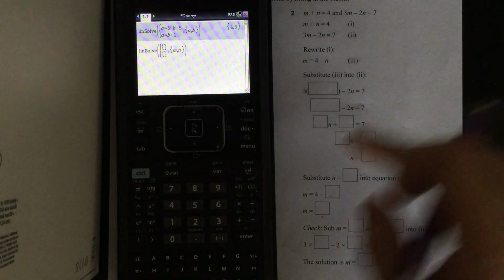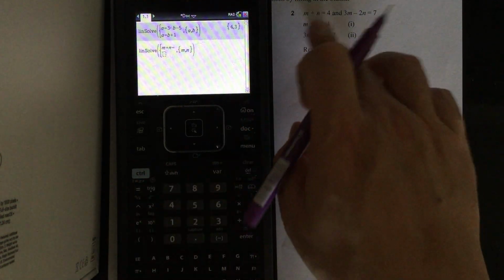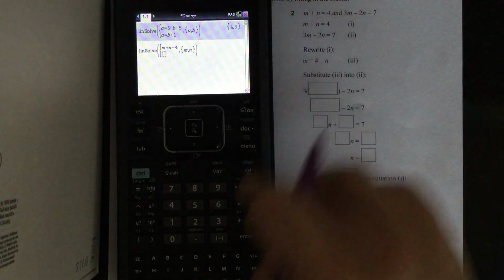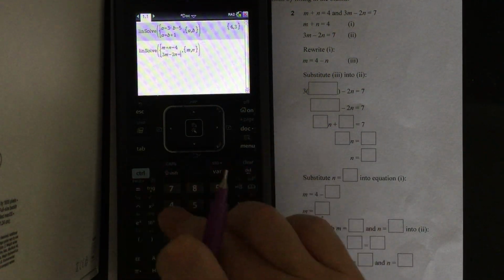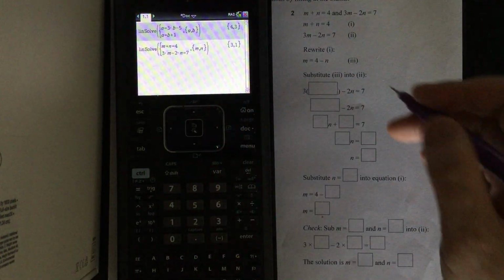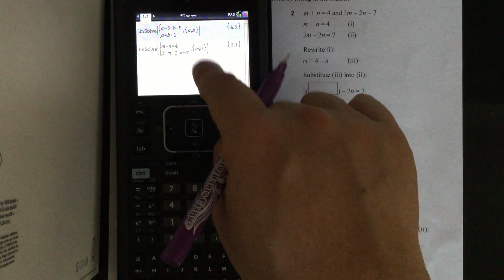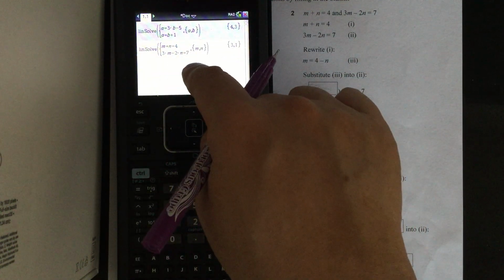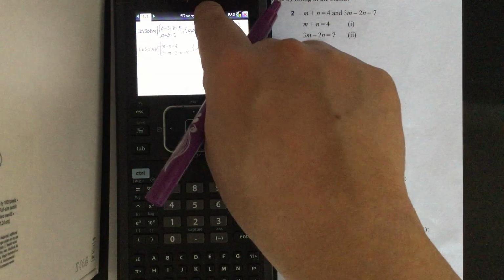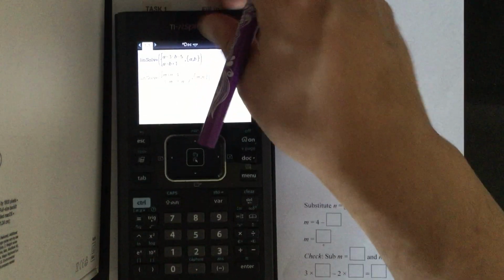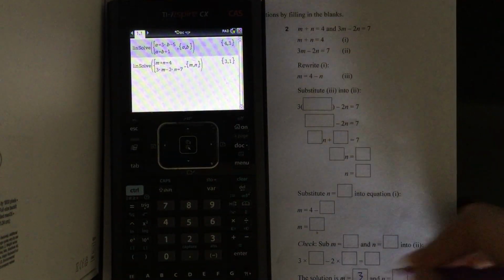Okay, and so we type the equation in. m plus n equals 4. 3m minus 2n equals 7. Boom. Because I defined m and n in that order, 3 matches to m, 1 matches to n. Now, if you've got the CX, this is CX1. If you happen to have the CX2, then it will actually tell you which is which.